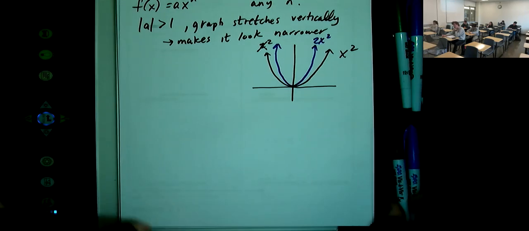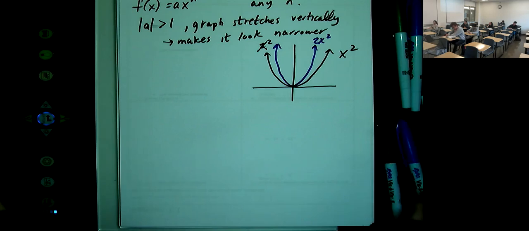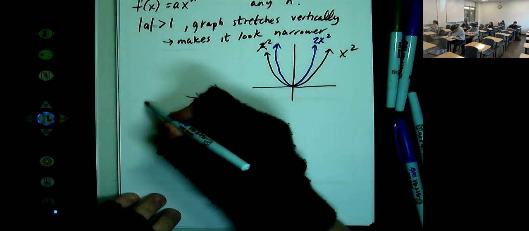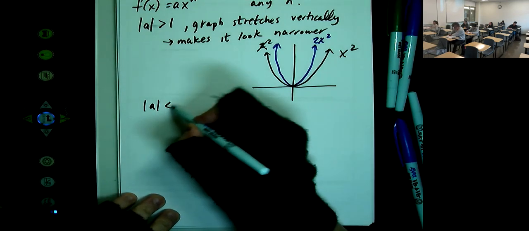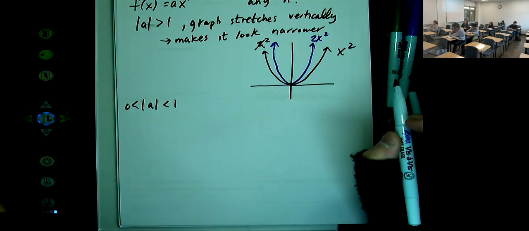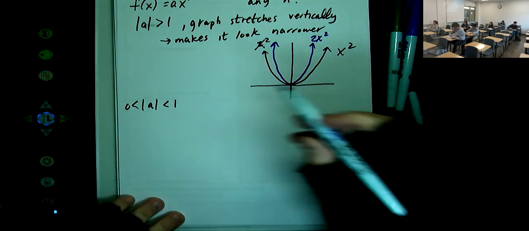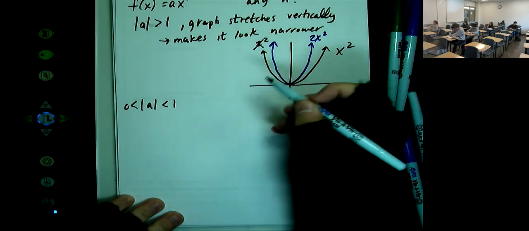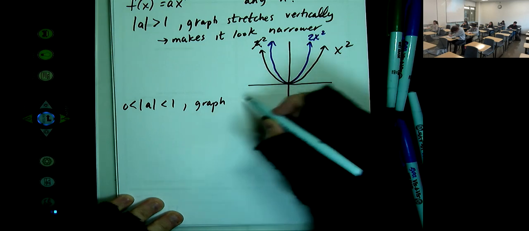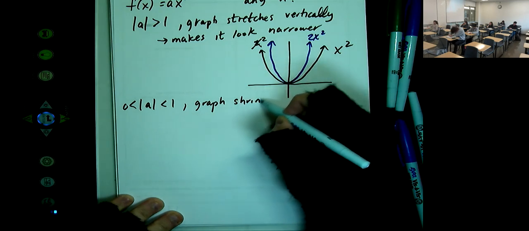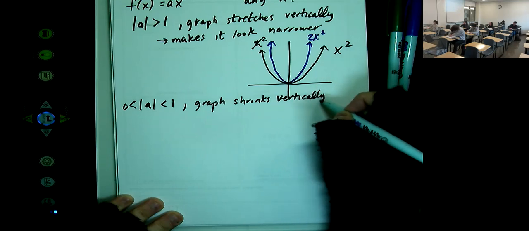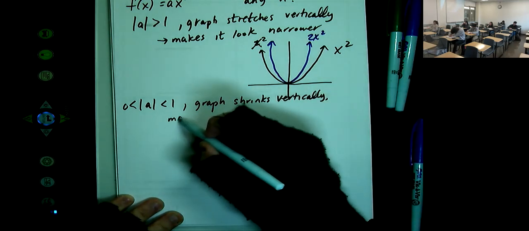If it's less than 1, and we're still talking about the absolute value here, the absolute value is less than 1 or greater than 0. If it's 0, then we don't have a graph here. It shrinks it vertically, which makes it look wider.